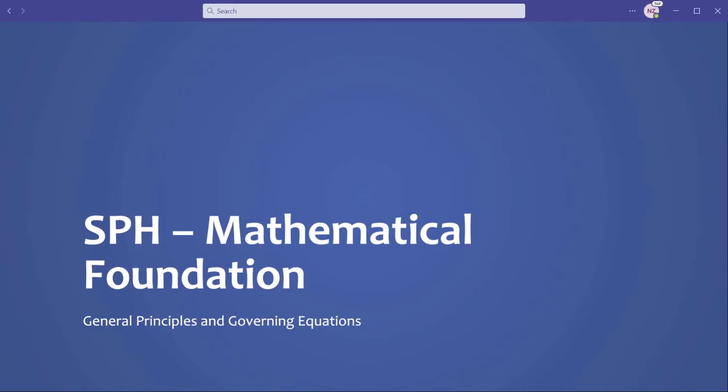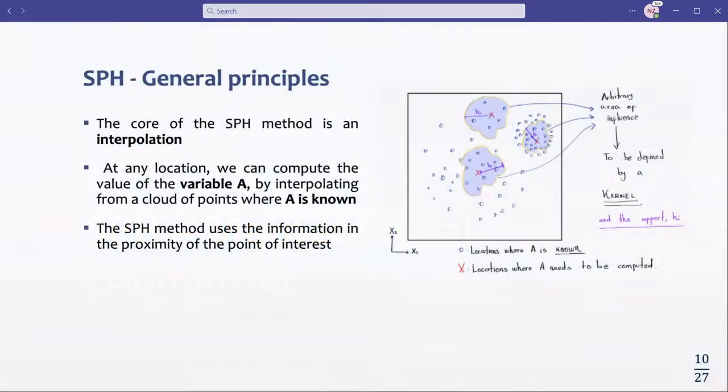Now, we are going to review the mathematical foundation behind SPH. So, I will explain the mathematical artifacts that explain how SPH works, and then we're going to apply those artifacts to the conservation equations. So first, I want to give an idea of what is behind SPH.